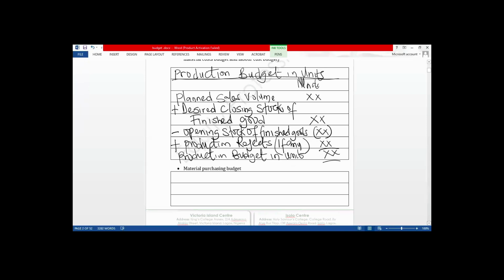Material purchase budget is prepared using your production budget figure. Your material purchase budget is prepared both in units and in naira value. Look at the specimen for material purchase budget.